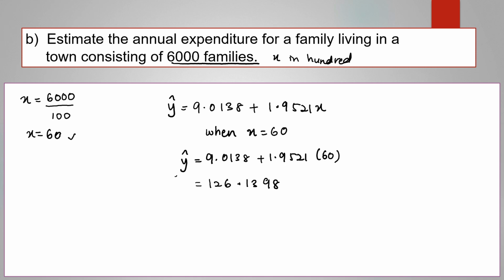So here what you should do is you need to times with 1000. Then you will get the value of Y when X equals to 60 is RM 126,139 ringgit and 80 cents. Please remember to put RM in front of the values because our Y is about annual expenditures. So the unit should be in RM.